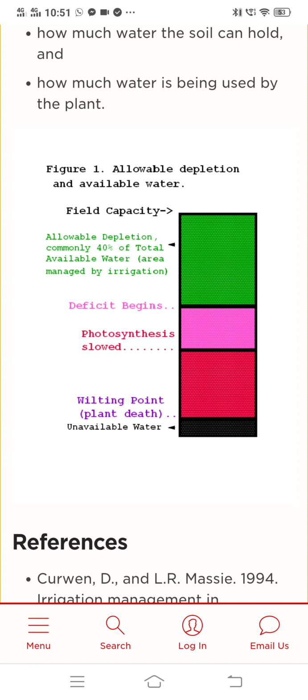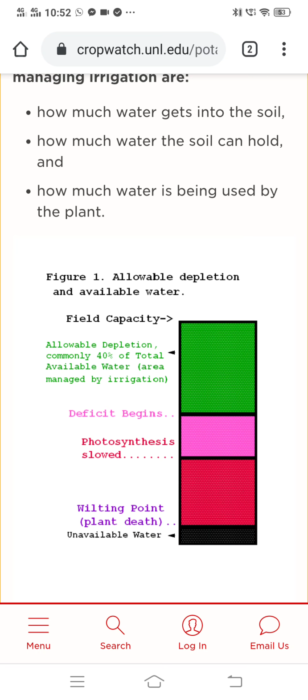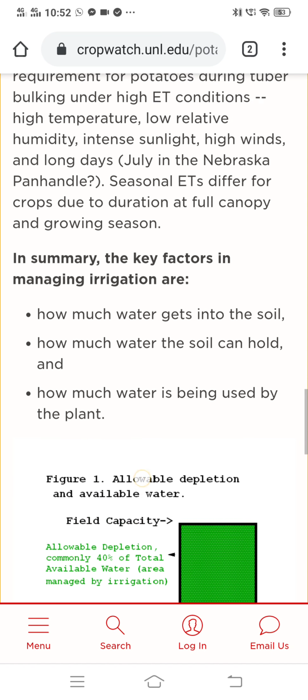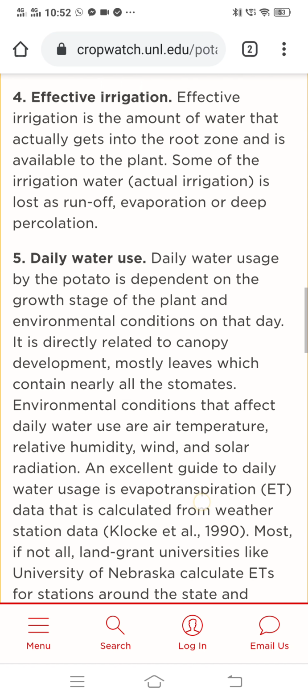Now you can see the last 10% is unavailable water, so the plant death will be there. So you can see the allowable depletion is 40%.